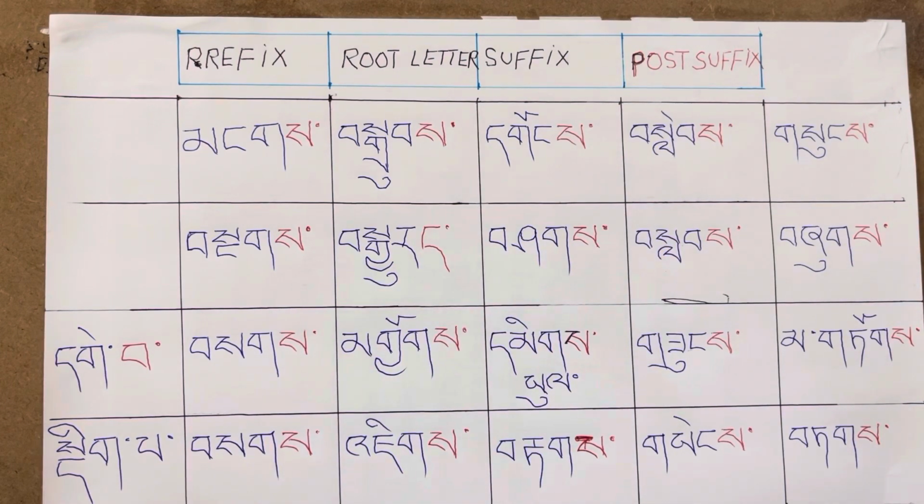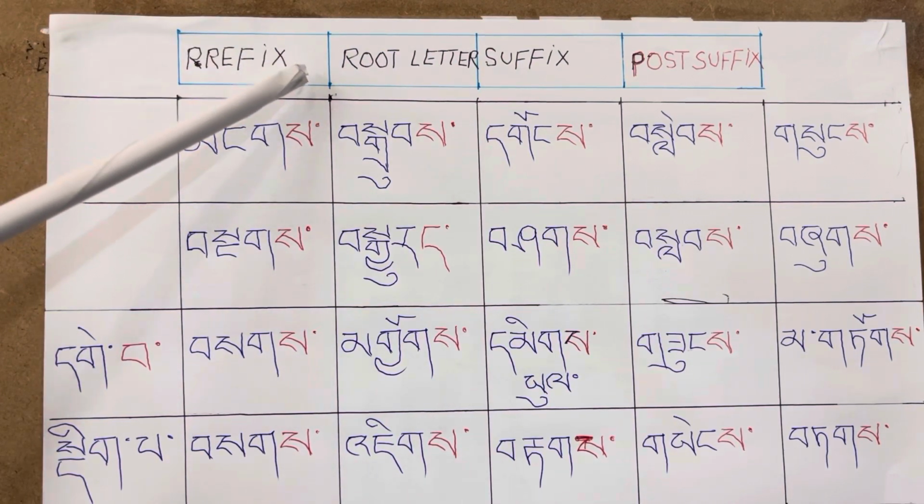This is the maximum we will have in between two dots. So we know that there are 5 prefixes: ga, da, ba, ma, ha.